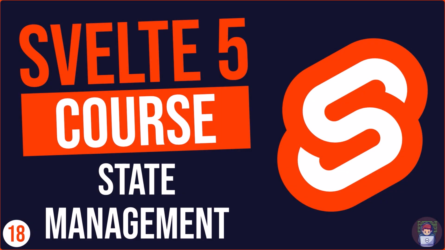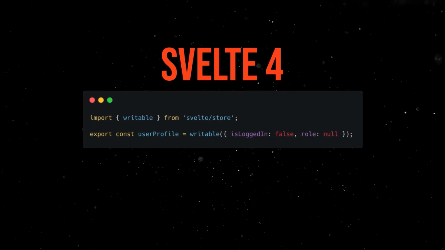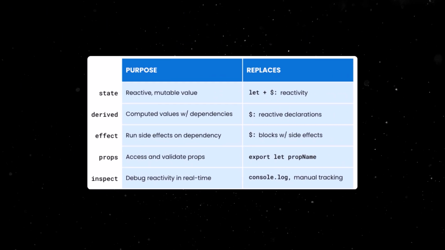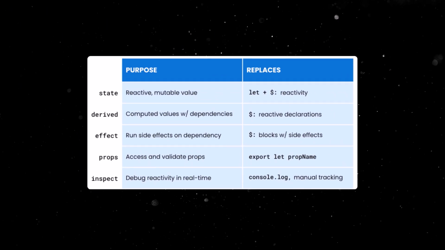Today, we are diving into one of the most transformative parts of Svelte 5, state management. In Svelte 4, we relied on stores like Writable. In Svelte 5, that is all gone. We now have a unified system called Runes that works everywhere.